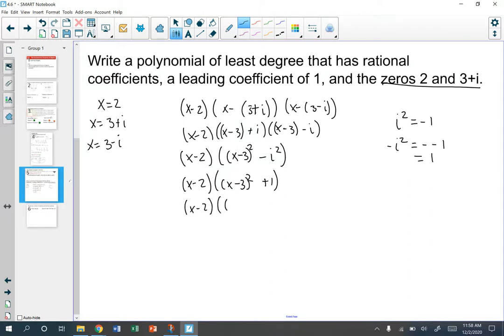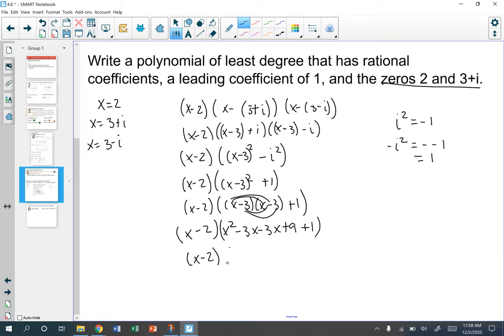And I'm going to go ahead and FOIL my x minus 3. So I have x minus 3 times x minus 3, and then I have that plus 1. So x minus 3 times x minus 3, I get x squared minus 6x plus 9. And then don't forget about that plus 1. Okay, now I can go ahead and combine like terms. I get x squared minus 6x plus 10.